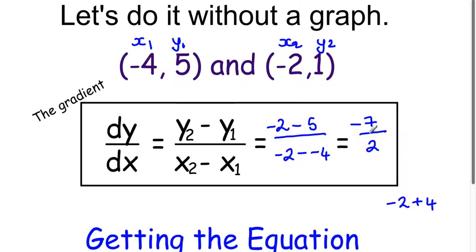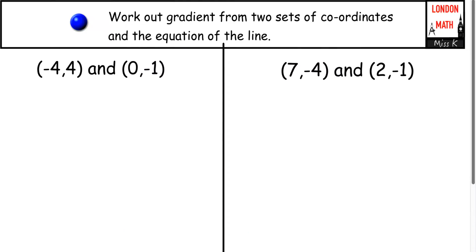So the gradient of the line is -7/2, or -3.5. Now you're going to try and give the next two a go, and then we're going to look at finding the equation of both these lines. You can pause the video now, or just continue watching to check your understanding.